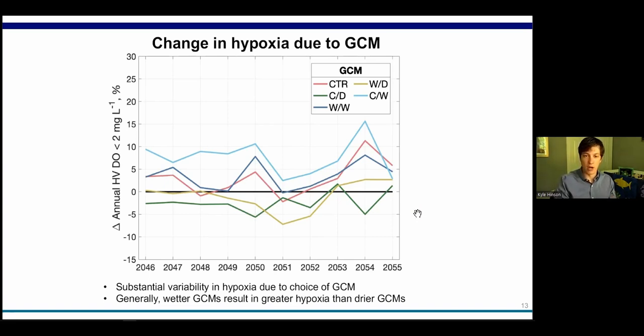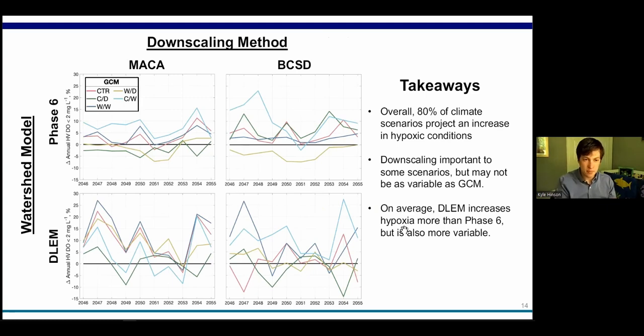So if we were to compare all of our 20 scenarios, we can see in this slide that we have our 2 rows of watershed models and 2 columns of downscaling methods, and it's a whole lot of variability. But overall, there are some key takeaways that we can gather. And the first is that 4 out of 5 of these scenarios project an increase in average hypoxia conditions.